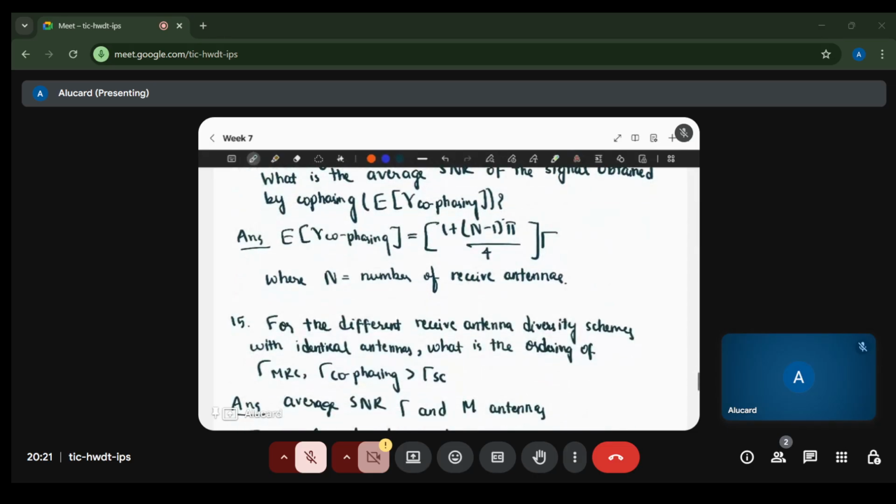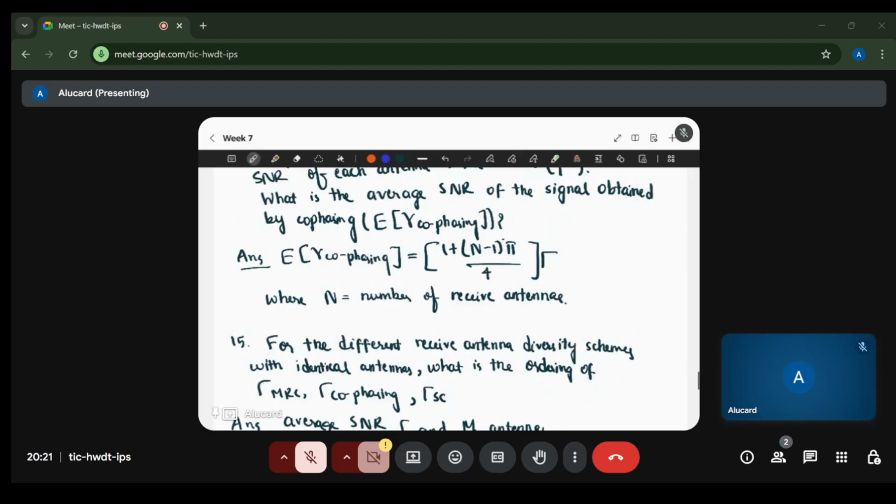For the different receive antenna diversity schemes with identical antennas, what is the ordering of gamma MRC, gamma co-phasing, and gamma selection? Try to go back to the lectures and find the answer yourself. I'll come back in a few minutes and give you the correct answer, or I'll give you hints to solve the question.